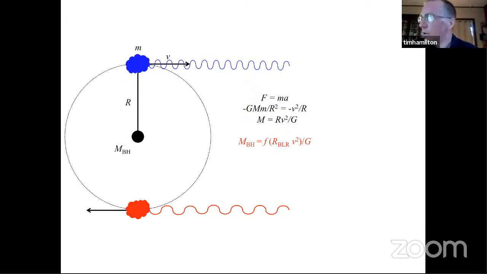You see, the gas clouds may not be orbiting in a perfect circle, all lined up in the same plane. And we might not be viewing it from the side, from within the orbital plane. It could be that we're viewing it at some angle. Maybe we're viewing it face on like this. In that case, we need to account for what's called the virial factor, lowercase f.